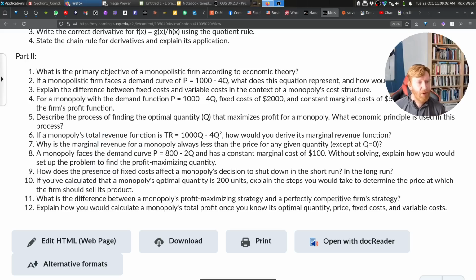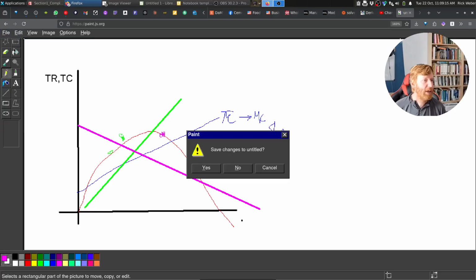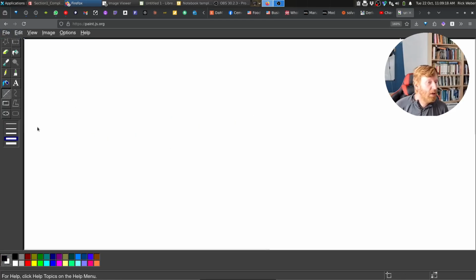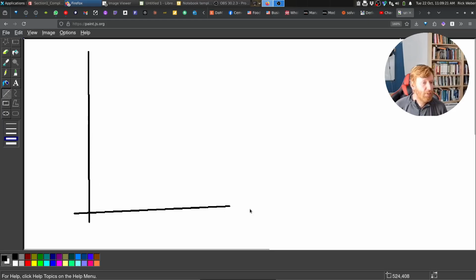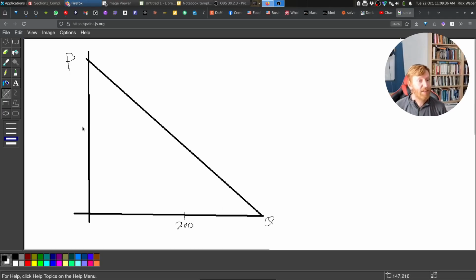All right, if you calculated the monopoly's optimal quantity is 200 units, explain the steps you take to determine the price at which the firm should sell its product. Let's go back to here. So we find a quantity of 200 is our optimal. There's our quantity and our price. And we want to find out what price we can charge.